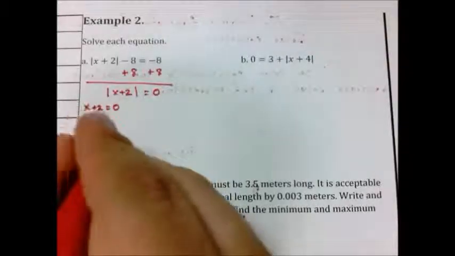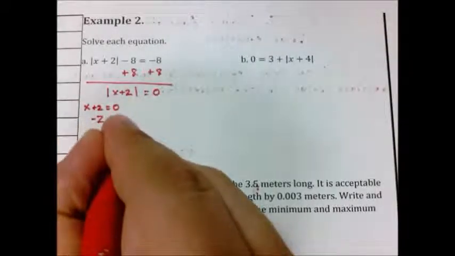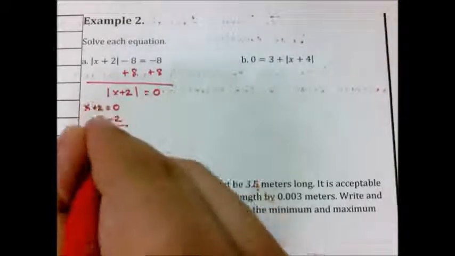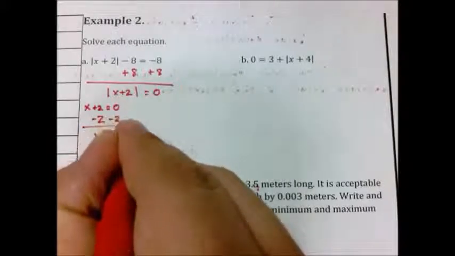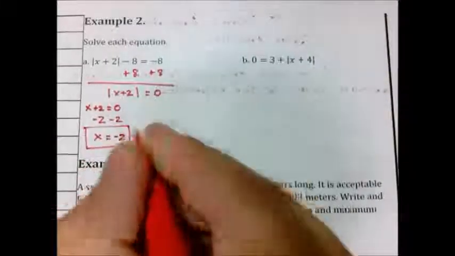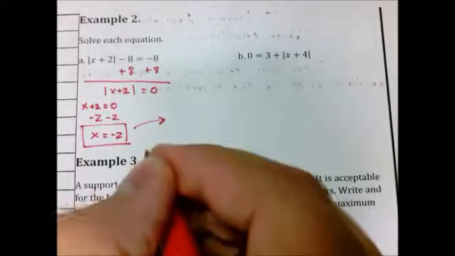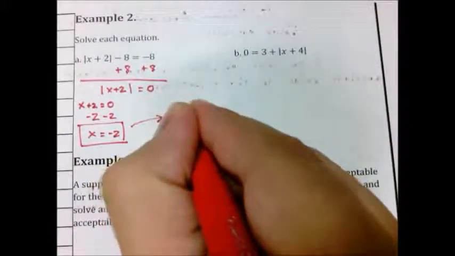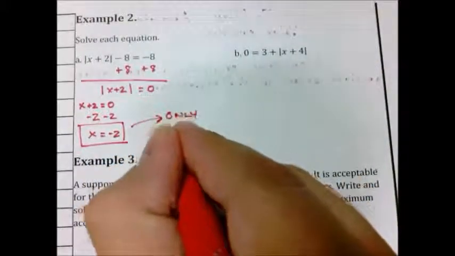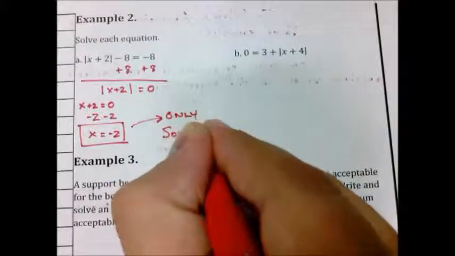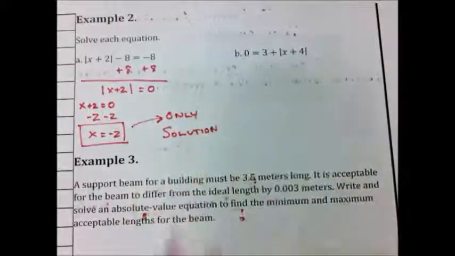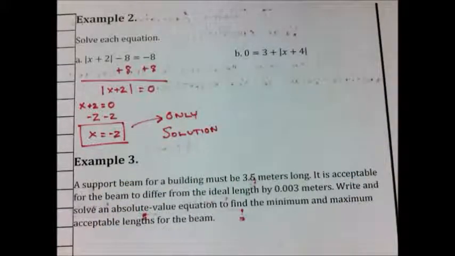So we just solve this one, subtract 2 from both sides, and we end up getting x is equal to negative 2. And that is the only solution. Okay. Now let's take a look at this next one here.